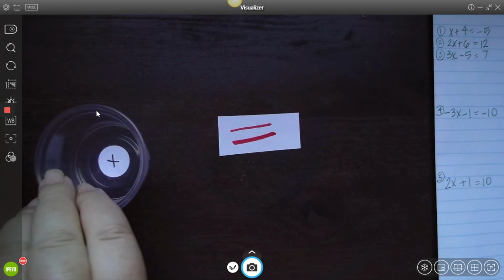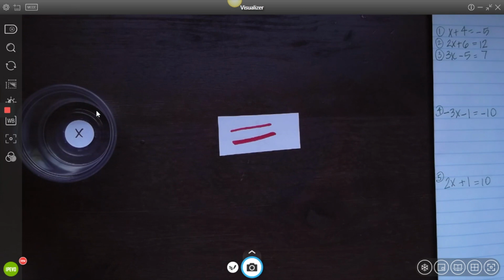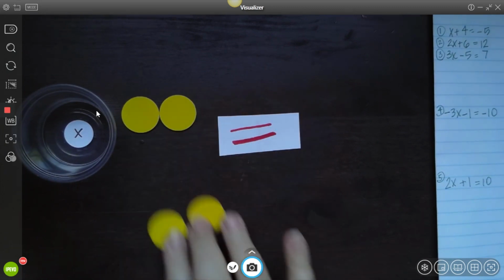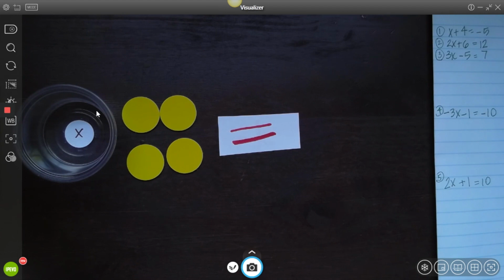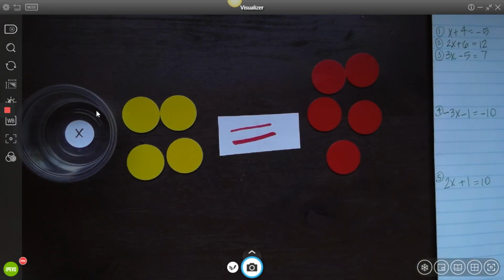So we're going to use our X cup to represent that unknown value in this first equation. Now, when it says +4, we're going to just use yellow chips. We're not going to have our plus sign in between the X and the chips because those 4 yellow chips represent +4. Likewise, on the other side, we're going to use our red chips to represent -5. So this is how we want the equation set up, and we want to walk around and look at the students, make sure that everyone is on the same page before we get started.